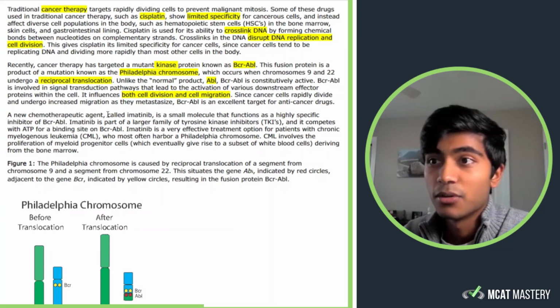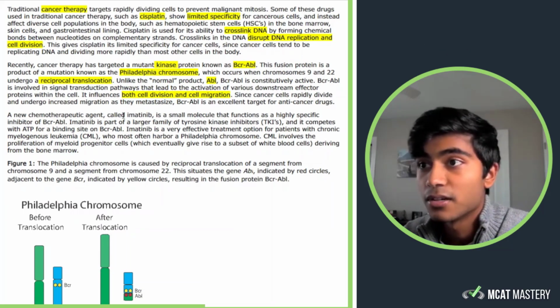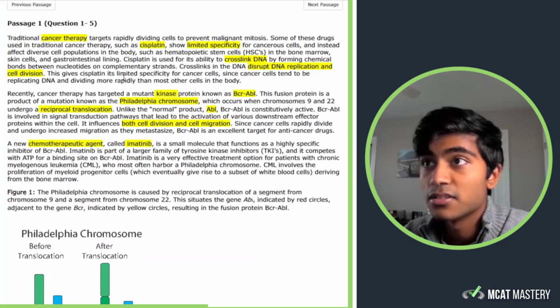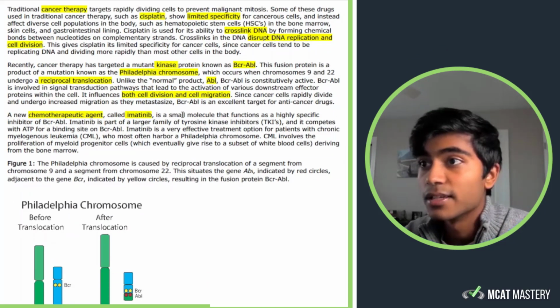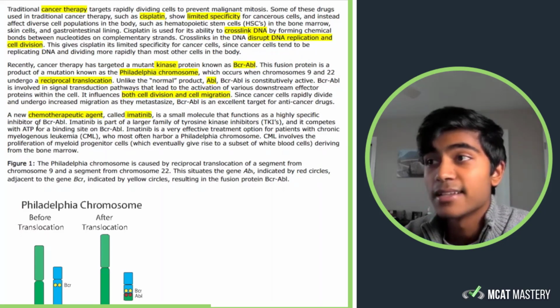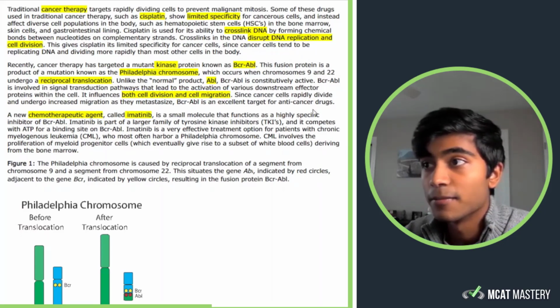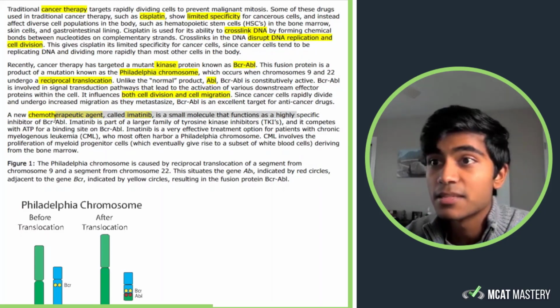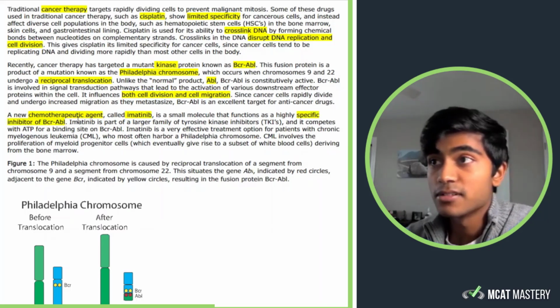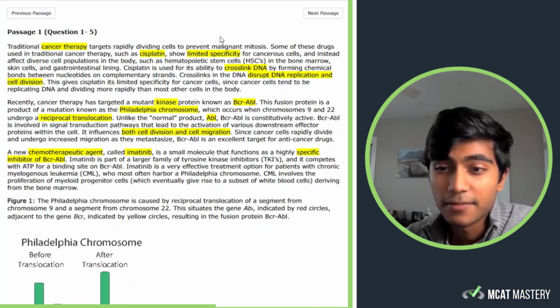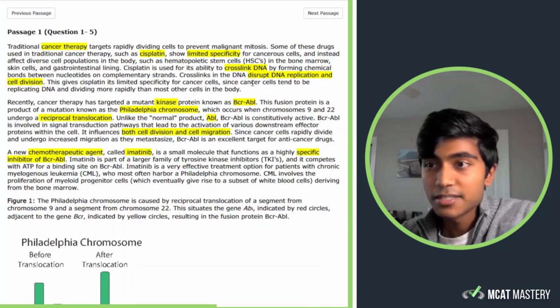Now we're going to talk about a new chemotherapeutic agent called imatinib. Okay, it says it's a therapeutic agent, and so we can contrast it to cisplatin. They're both treatments. And so it acts as a small molecule, as a specific inhibitor of BCR-ABL. Okay, that's another contrast right there, right? It's a specific inhibitor, which makes it different in the sense that it's specific versus cisplatin, which had limited specificity. And that's another connection you can make.